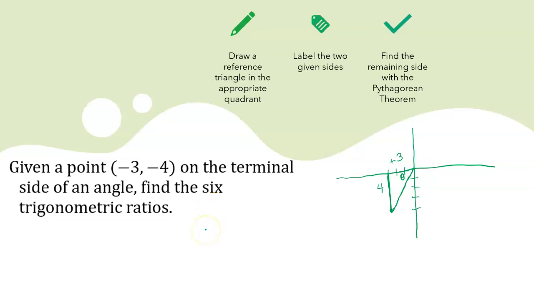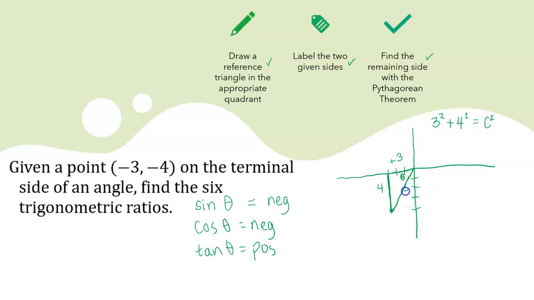Because I'm in quadrant 3, I know that sine is going to be negative, and I know that cosine is going to be negative, and I know that tangent is going to be positive. So as I'm doing this, I'm going to be clever about that. I've labeled the two given sides. I've drawn my reference triangle. Now I'm going to find the remaining side with the Pythagorean theorem. So 3 squared plus 4 squared is going to be c squared. I happen to know that triangle very well. So this side length is 5.